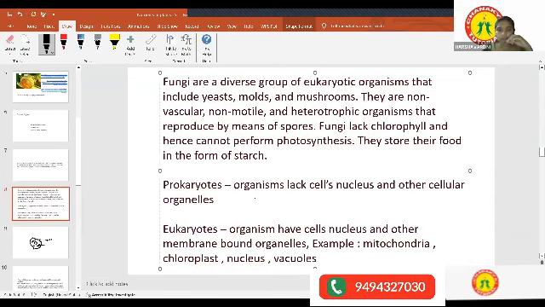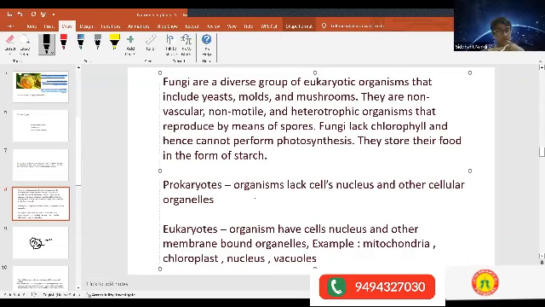So prokaryotes means organisms that do not have a nucleus and other cellular organelles. But eukaryotes are organisms that have a nucleus and other membrane-bound organelles, that is, mitochondria and chloroplast. Single-cellular and multicellular is completely different from prokaryotes and eukaryotes. Please remember this. Okay?